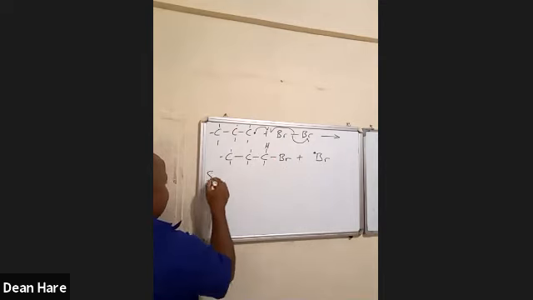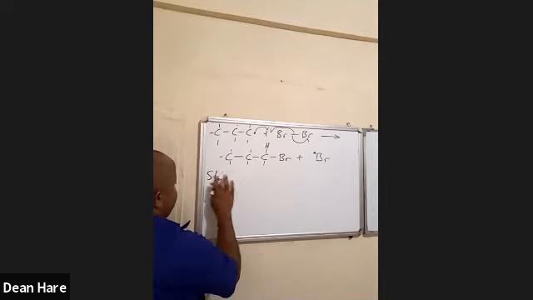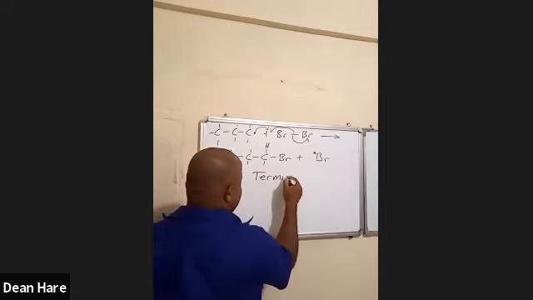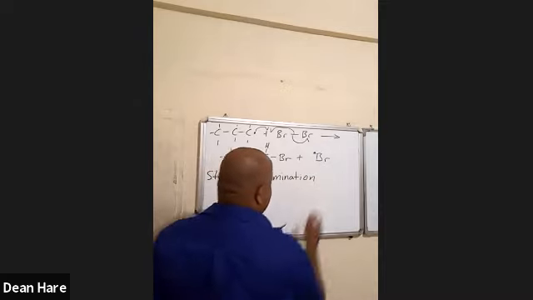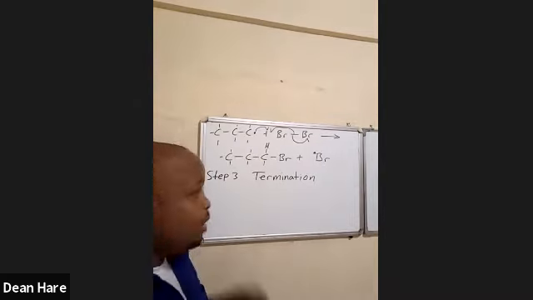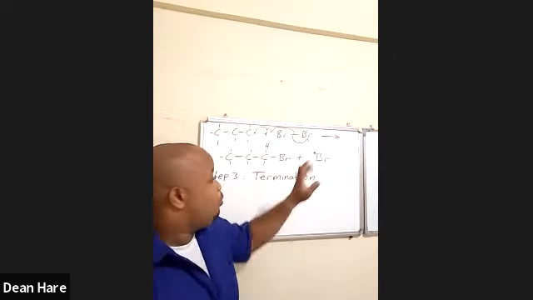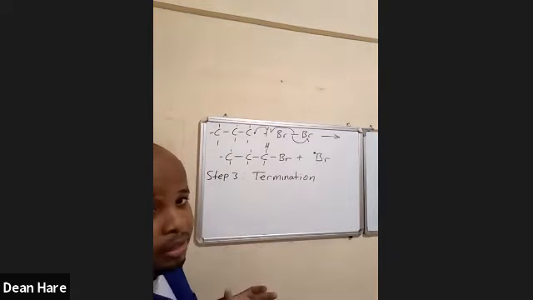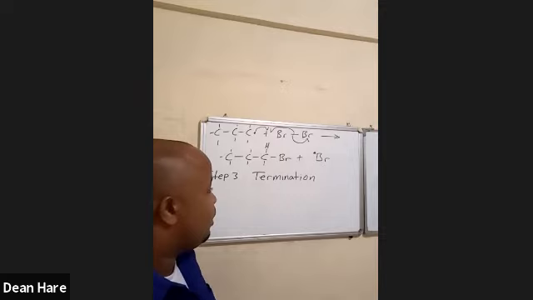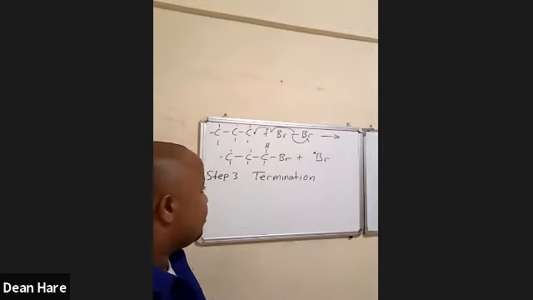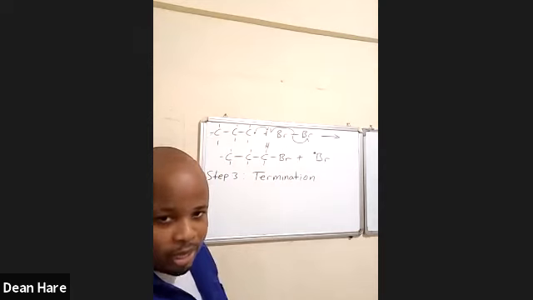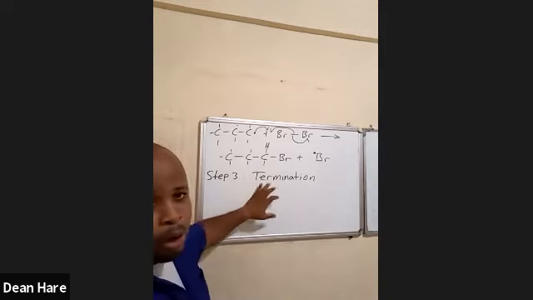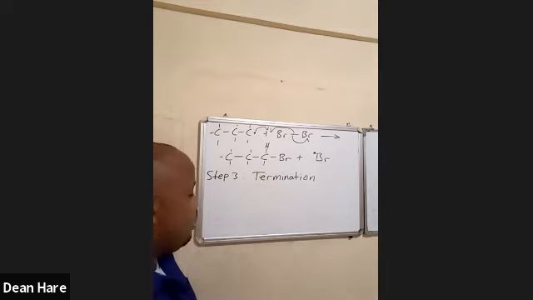So the final stage now, the final step, step 3, is termination. And in termination, we are going to combine our free radicals. Because remember, if it wasn't for the radicals, the reaction wouldn't have started. So it is the radicals that are causing the reaction to continue. So if we use up the radicals, then the reaction will stop. So in termination, we are going to combine any free radicals.